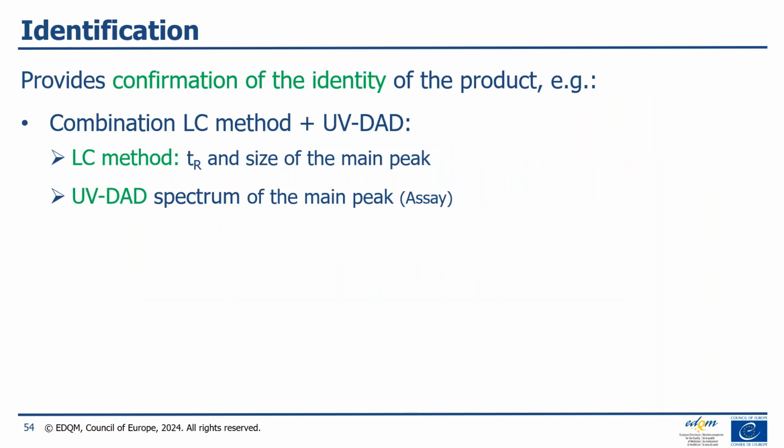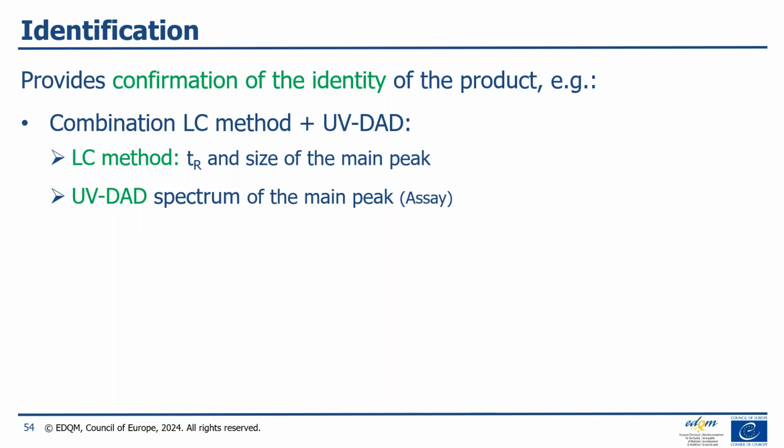If you go to the next section, which is identification, this section describes tests to confirm the identity of the active substance in the medicinal product. The tests described must make it possible to differentiate the active substance from other compounds that are closely related and likely to be present.